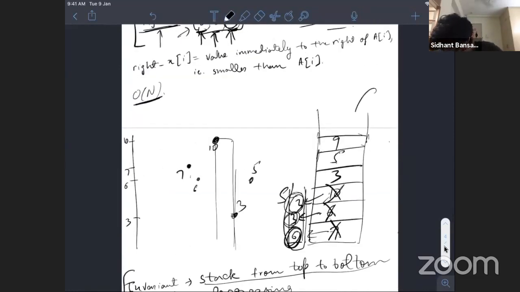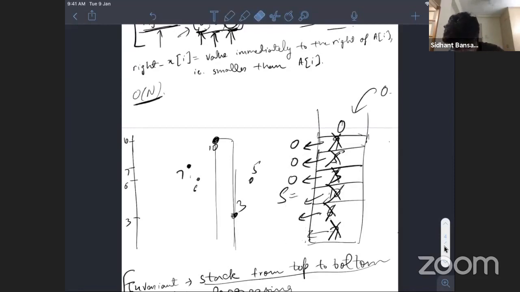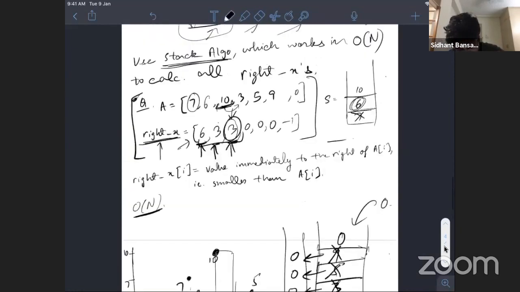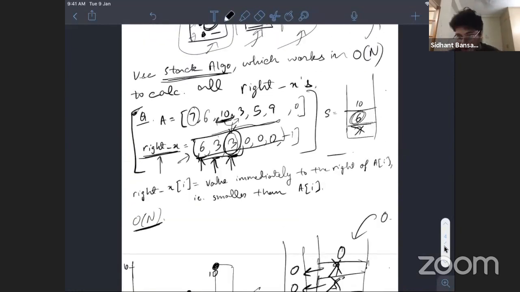Now when you're trying to insert 0, you'll realize that the invariant is getting broken. So you'll first delete 9, update its right guy to 0 and pop him out. Then you'll delete 5, update its right guy to 0 and pop him out. Then you'll remove 3, update its right guy to 0 and pop it out. Then you'll insert 0. So notice this entire thing that's being constructed here. This guy's right x was 6, this guy's right x was 3, this guy's right x was 3. And these guys' right x was 0, 0, 0. Notice these right x's match those that we were trying to construct.